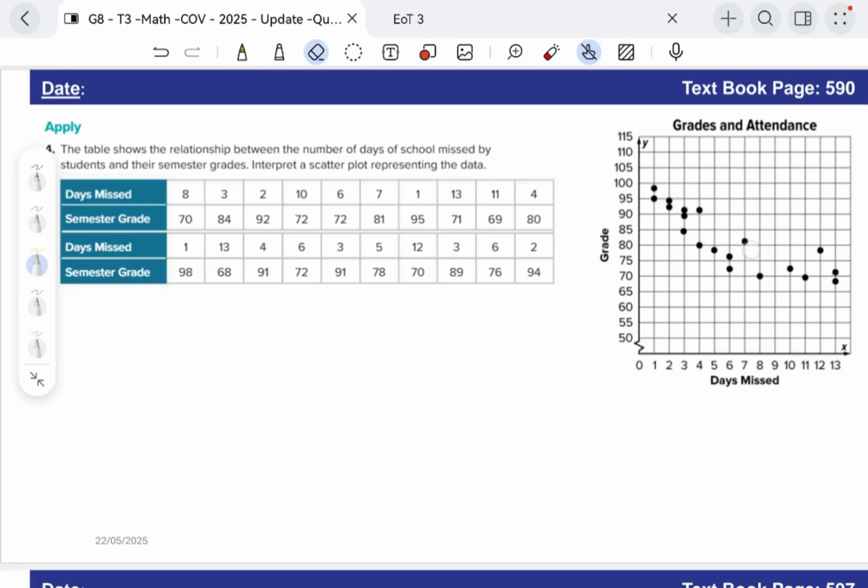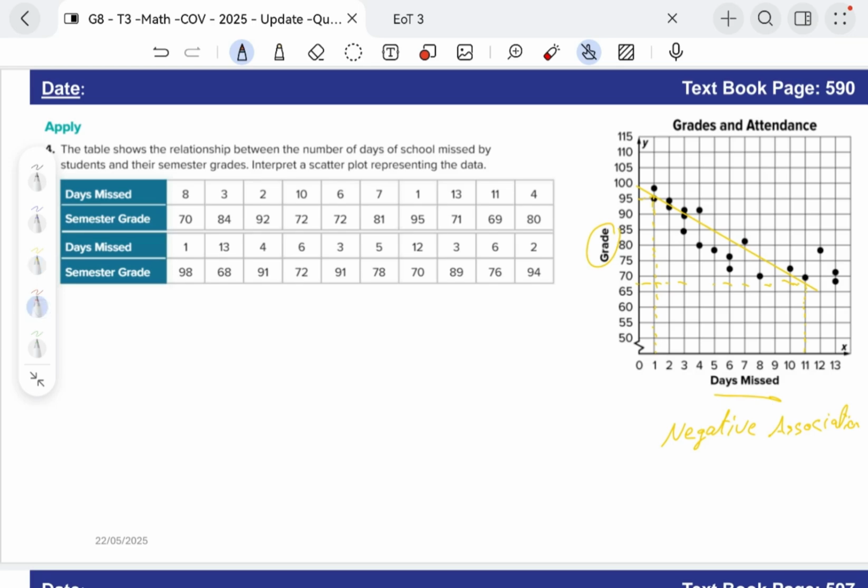I will try to make it better. Okay, it's something like this. So as we can see, if the number of days increases, the grade will decrease. So this is a negative association. As we can see here, if one day is missed, the grade will be 95. But if we increase the number of days missed, like taking 11 days missed by a student, the grade will be between 65 and 70.